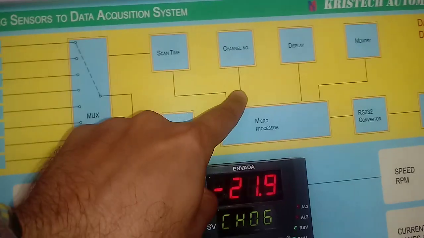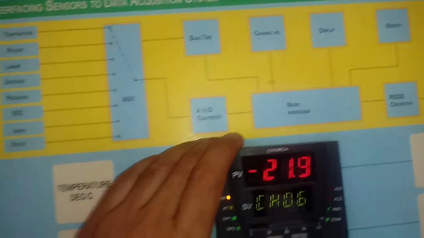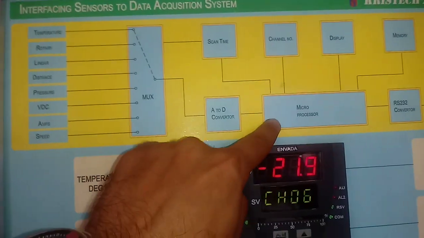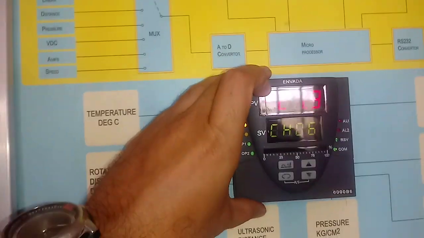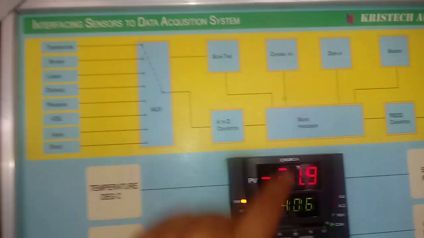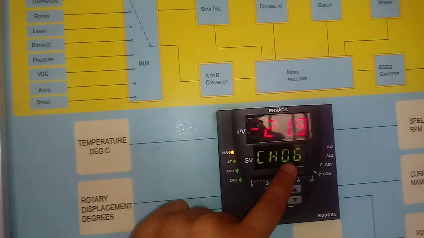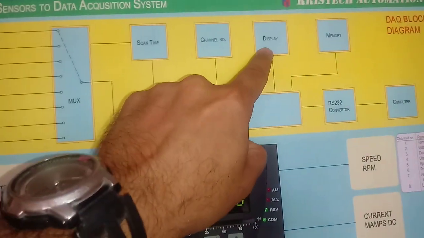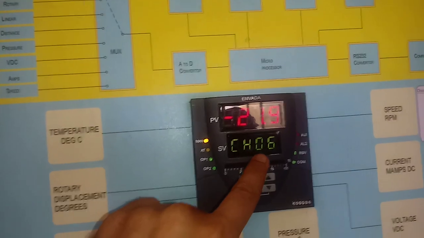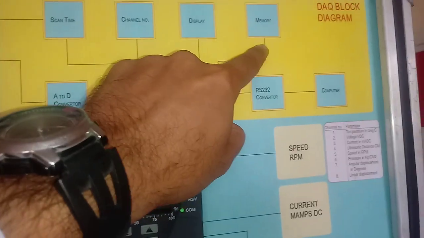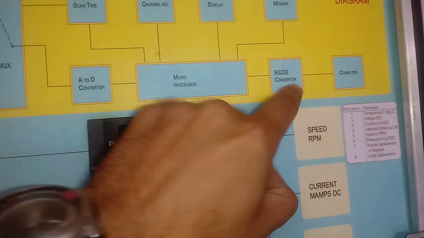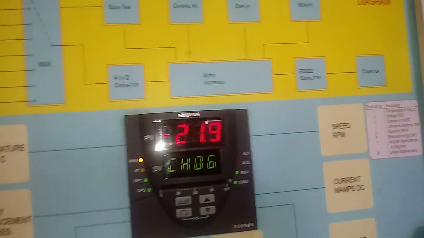It takes some time. After that it is sent to the microprocessor, and this is that microprocessor. After that we require an analog to digital converter. It is also connected to this, so you can see everything in digital fashion. Then all channel numbers are also given over here. Then we have the display, where you can see -2.19 for channel number 6. Then we have memory, and we have a converter. Whether we require any kind of conversion, for that you can use the converter also.